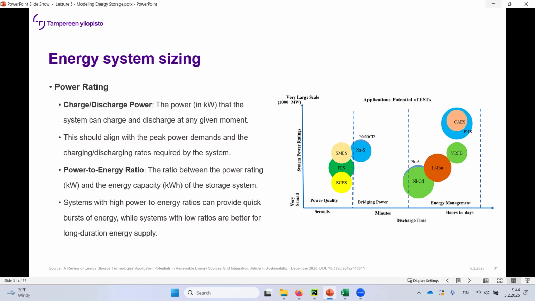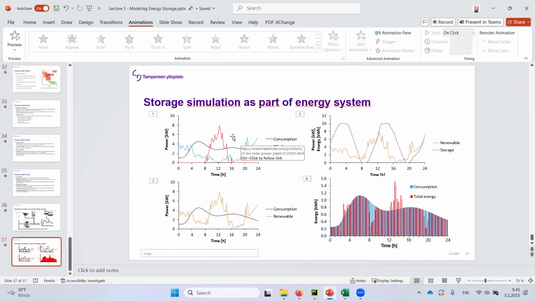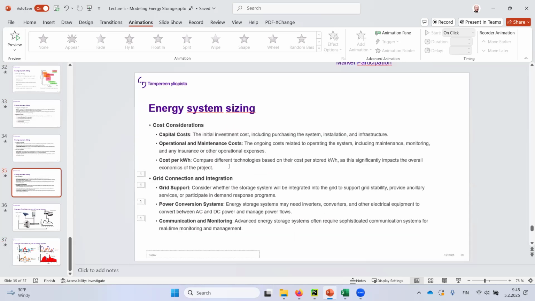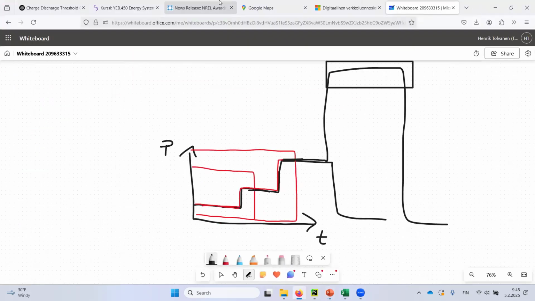So power quality, bridging power, and energy management. By the way, all the subcategories related to these kinds of energy management, you can read from this article. This was a really, really good article. Let's see if I can actually open it from here. We still have some time. It's this one. Hopefully I can open the DOI from here.